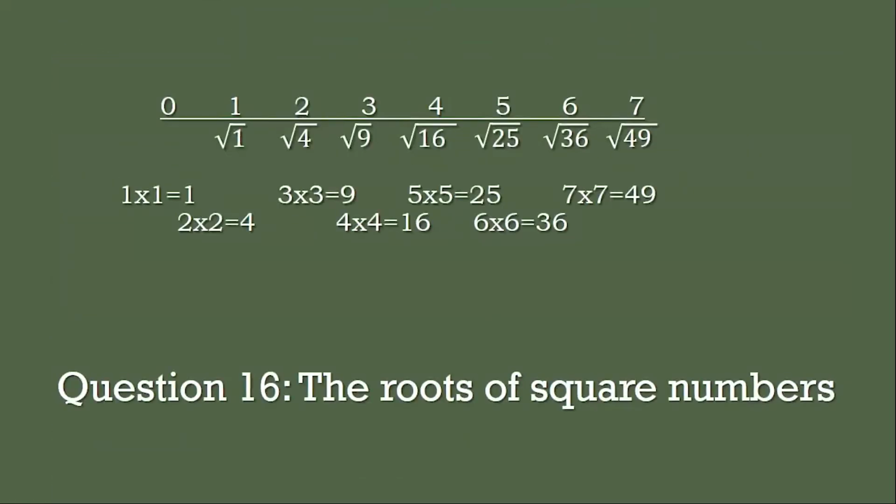Good. Here we are. This is the explanation for, I'm going back to question 16, square numbers. On the number line, we have 1, 2, 3, 4, 5, 7. 1 is the square root of 1. 2 is the square root of 4. And 3 is the square root of 9. Why? Because 1 times 1 is 1. 2 times 2 is 4. 3 times 3 is 9, and so on.